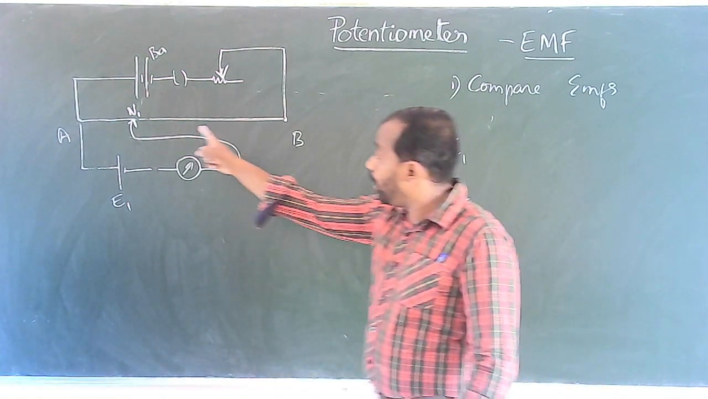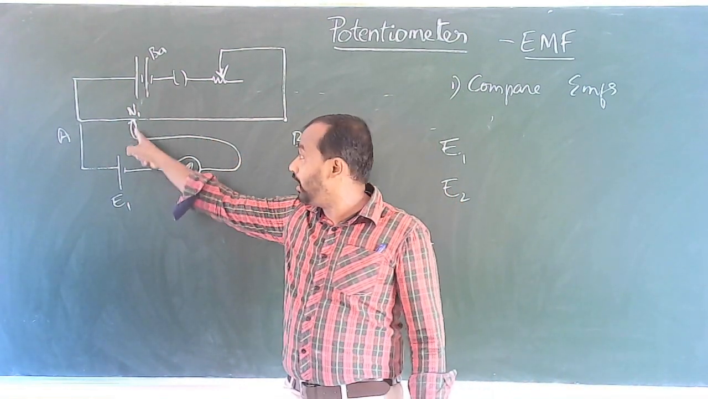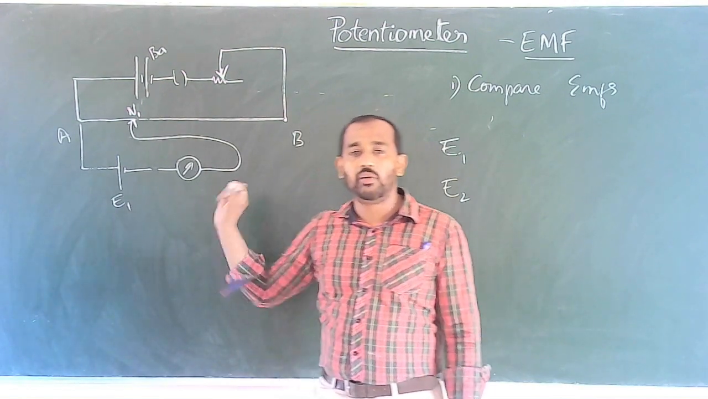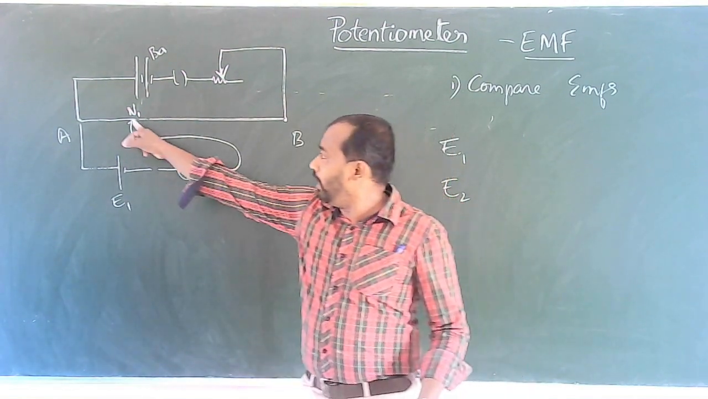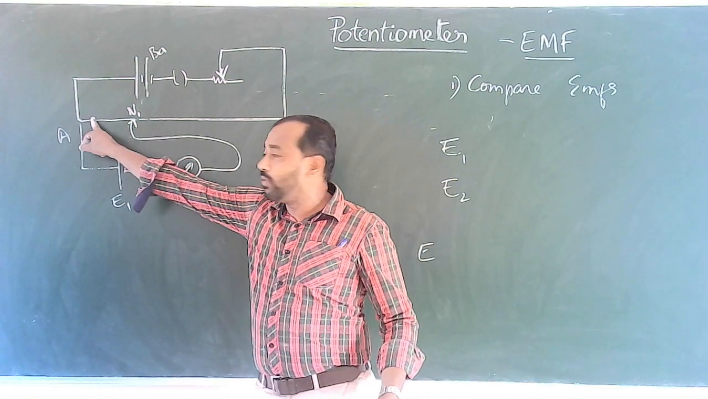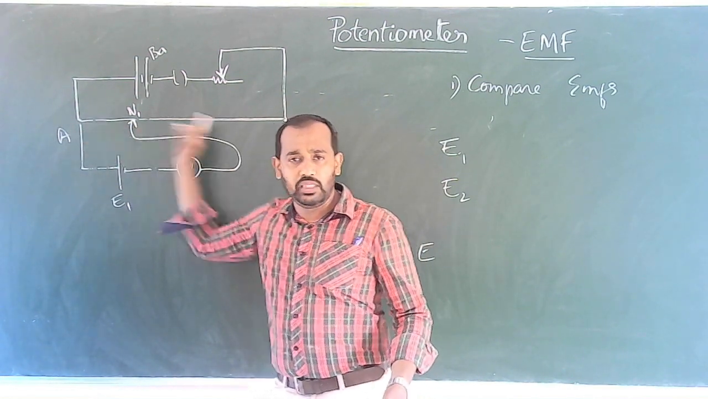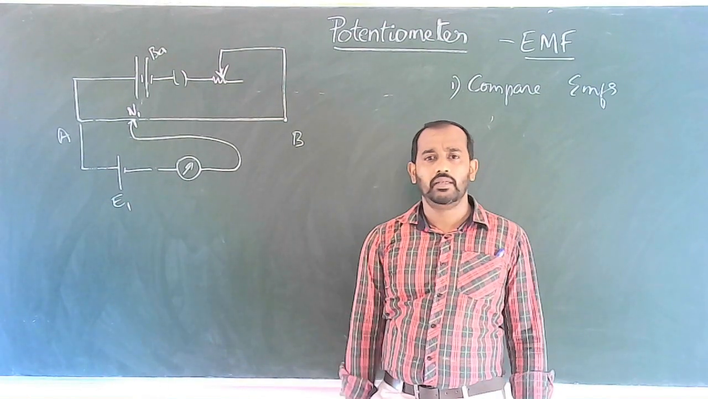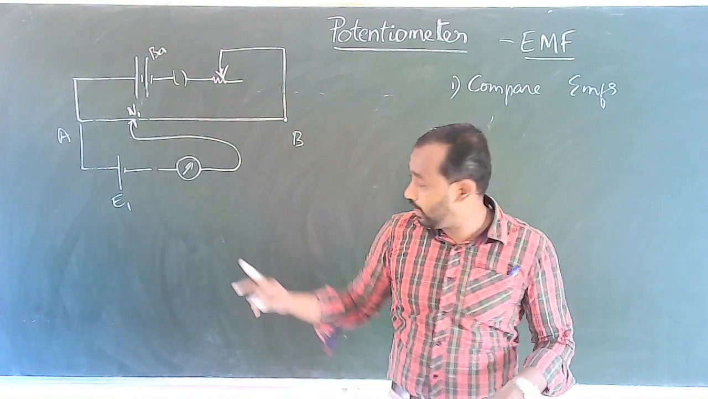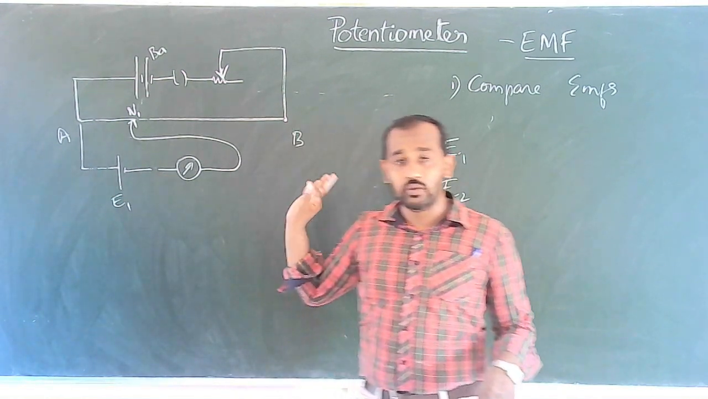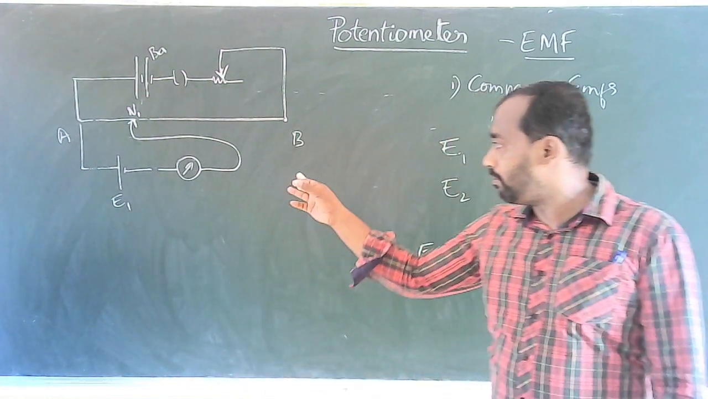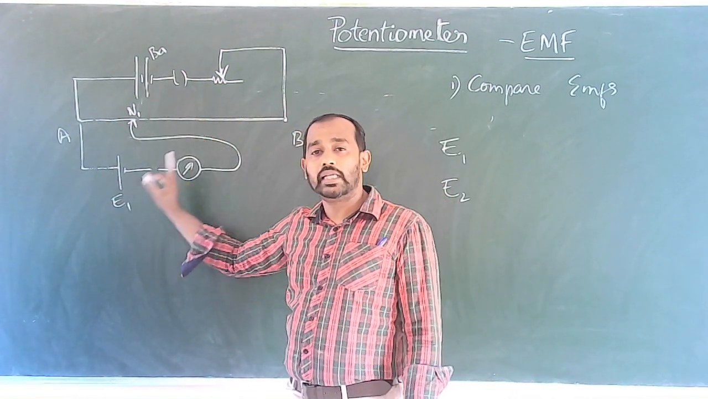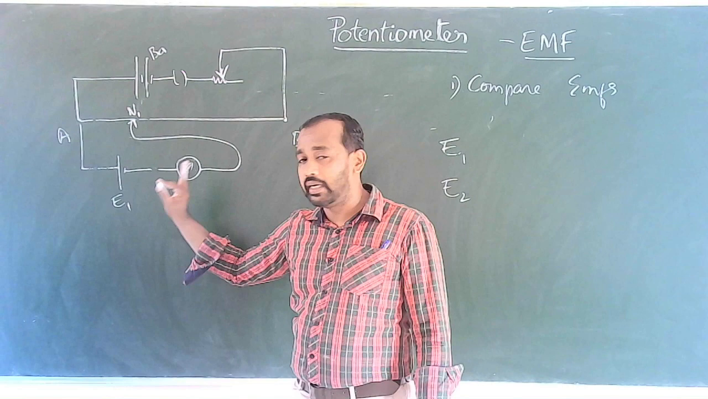Only when we adjust the position of the jockey at this null point will we be able to measure the EMF. Otherwise, if we keep the jockey in contact with the potentiometer wire at different positions, obviously we will not get the value of E1. We will get the terminal potential difference across the cell. So you should be careful about that point. Only at this particular point will the current in the cell be equal to 0. Hence, we can determine the value of E1.